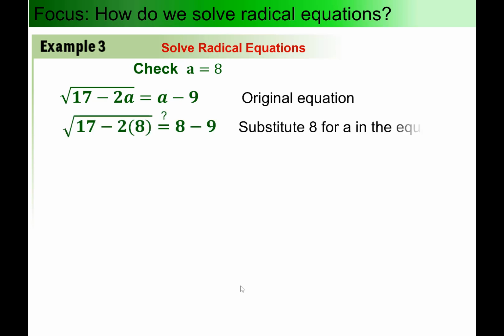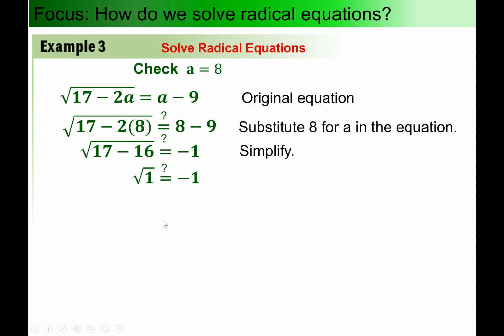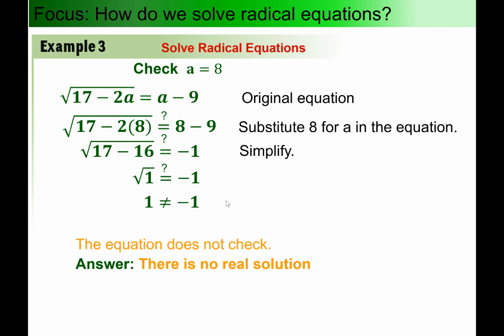I'm going to simplify under the radical. 2 times 8 is 16. 17 minus 16 is 1. But is the square root of 1 equal to -1? It is not. So here we're going to have no solution. The equation does not check. There is no real solution.